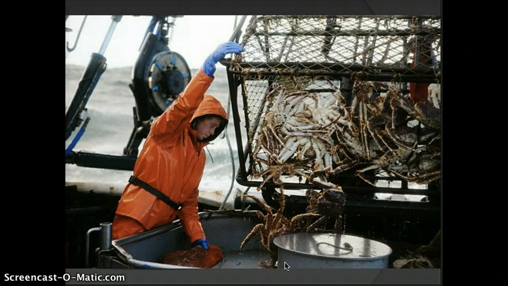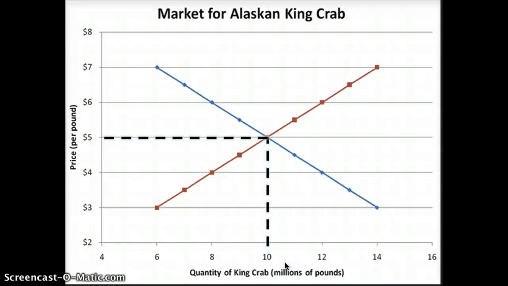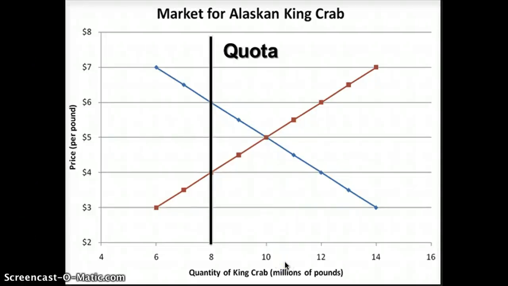Okay, so we have one other thing. We're going to talk about crabs, and we're going to talk about price quotas. You can see the equilibrium price. It's $5 per pound, and at $5 per pound, the quantity demanded is 10 crabs. And so we're going to establish a quota. And so when we establish this quota, what happens is that the amount of money the producer of the crab makes would be $6. So they would go up $1 from the equilibrium price.